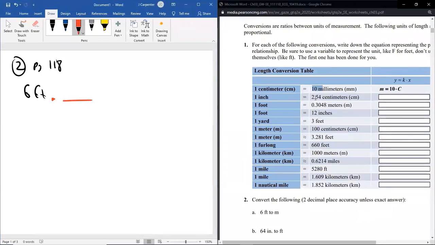So let's see, feet to meters. Well, this third one, 1 foot is 0.3048 meters. So that would go from feet to meters, and you could certainly use that one. But check this out. There's another one right here. 1 meter is 3.281 feet.